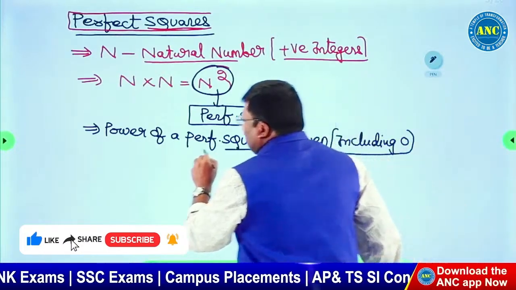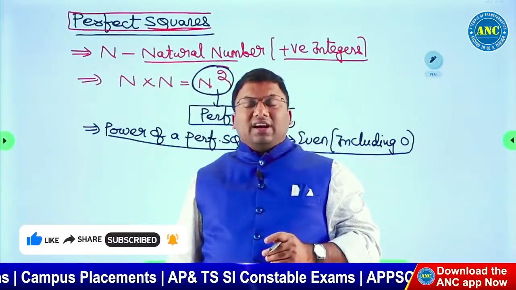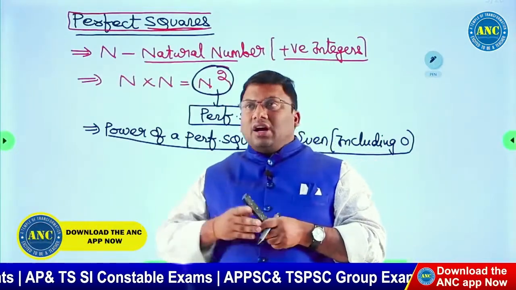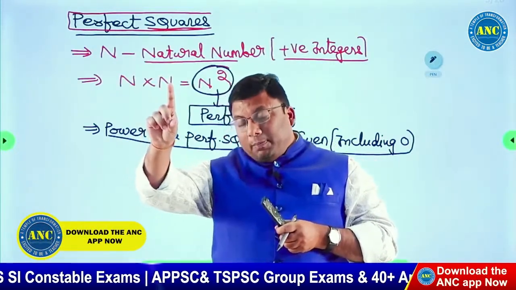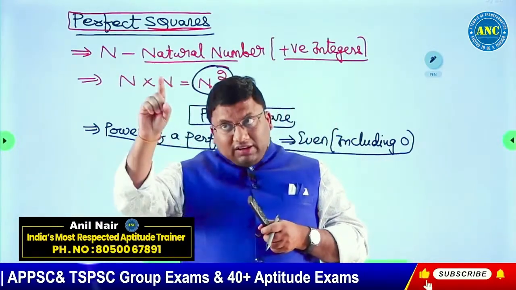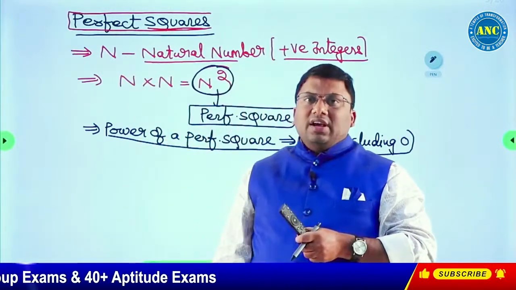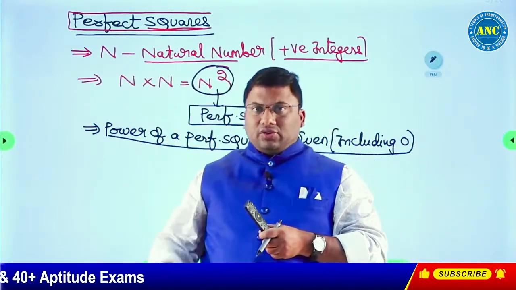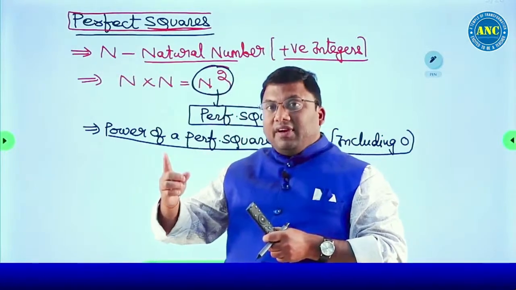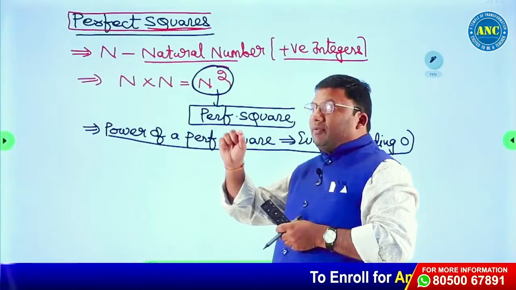What is the easiest way to tell whether a number is a perfect square or not? See the power. If the power is an odd number, then it is not a perfect square. I hope the idea is very clear. If it is even, it is a perfect square. This line will help us.